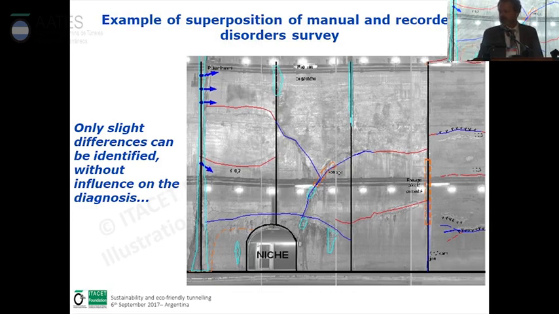For example, this is the superposition of a manual survey and a recorded disorder survey. So they are very complementary, just to get a global view. These techniques are evolving greatly because new tools, new techniques, and new electronic sensors appear that can help to improve the methodology.